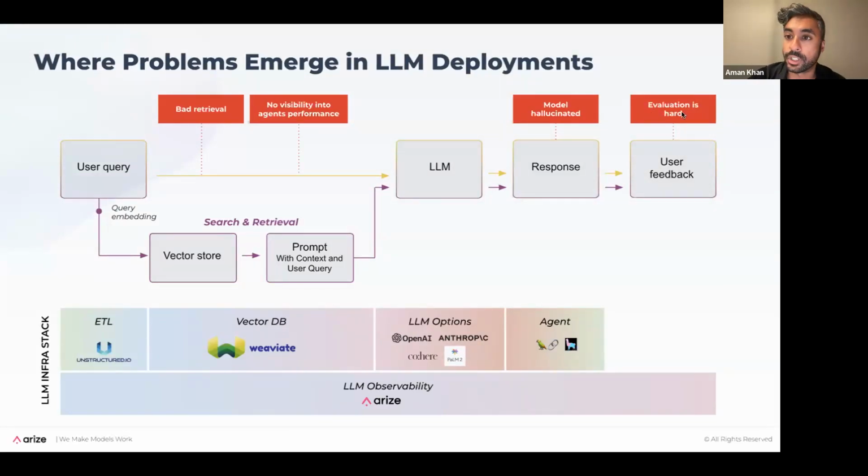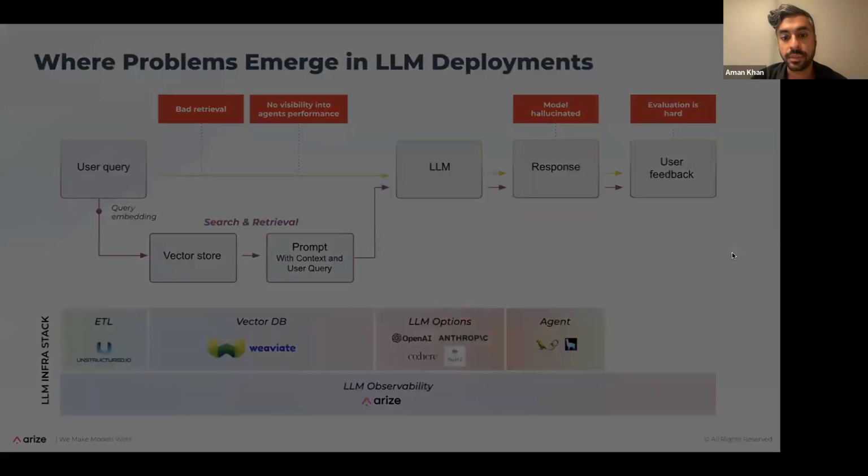So let's say you don't collect user feedback. How would you evaluate this system? Maybe the model hallucinated. If you're using an agent, how would you get visibility into the performance of that agent? And then ultimately, what we're going to be focusing on today is evaluating bad retrieval. How do you know if the documents that you've retrieved are actually relevant to the questions the user is asking?